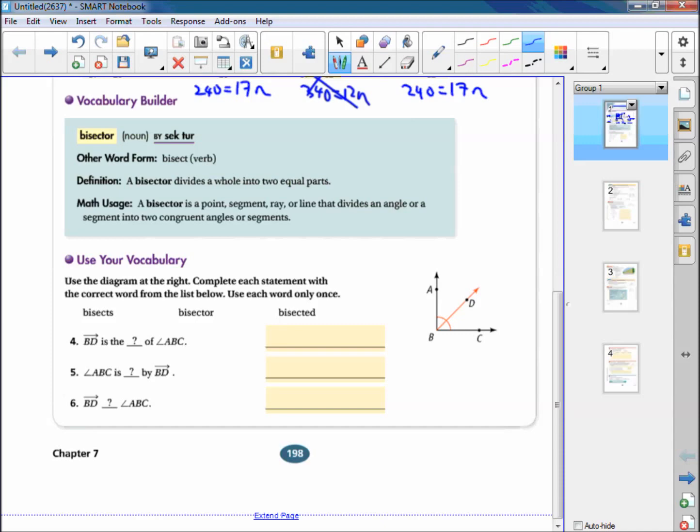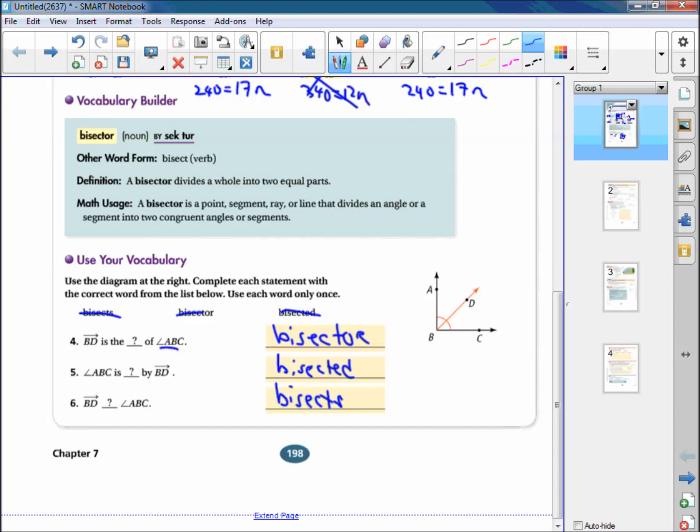So ray BD is the bisector of angle ABC. It cut ABC right in half, so it's the angle bisector. Angle ABC is being bisected by that ray. And lastly, BD bisects angle ABC. All right, that's each word one time.